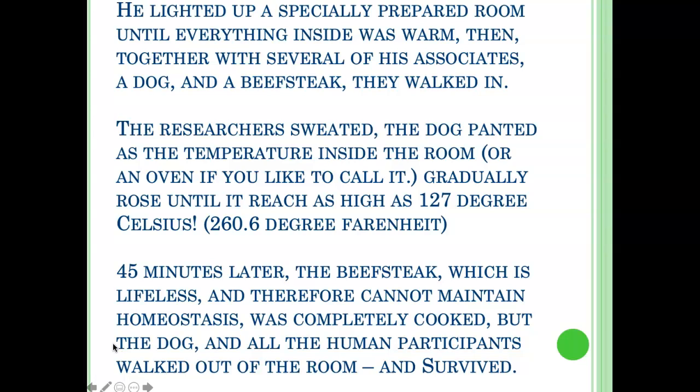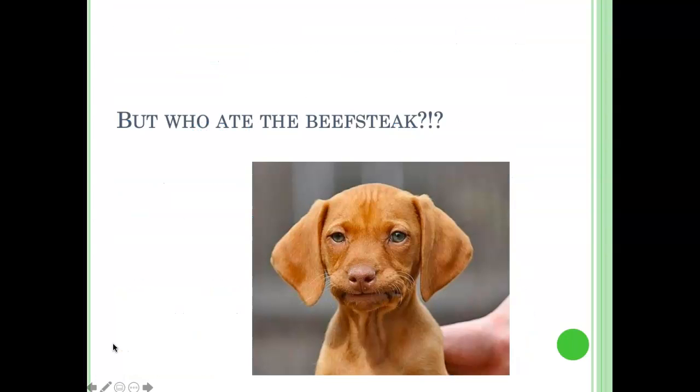Charles Blagden lighted up a specially prepared room until everything inside was warm. Then, together with several of his associates, a dog and a beefsteak, they walked in. The researchers sweated. The dog panted as the temperature inside the room, or oven as you like to call it, gradually rose until it reached as high as 127 degrees Celsius. That's 260 Fahrenheit. 45 minutes later, the beefsteak, which is lifeless and therefore cannot maintain homeostasis, was completely cooked, but the dog and all the human participants walked out of the room and survived. But who ate the beefsteak?